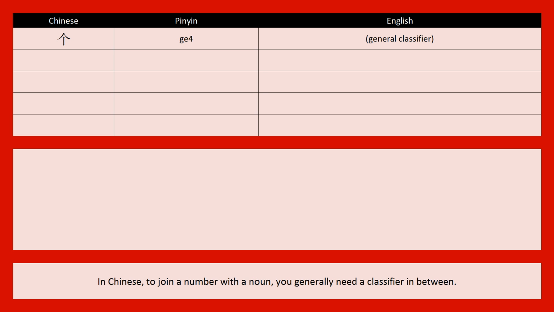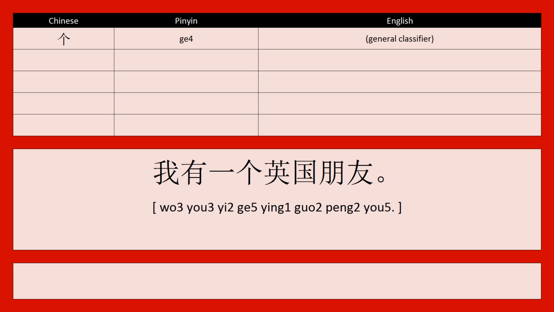In Chinese, to join a number with a noun, you generally need a classifier in between. For most of the nouns we have covered so far, 个 is the correct classifier to use. Our first translation. 我有一个英国朋友。 I have one British friend.